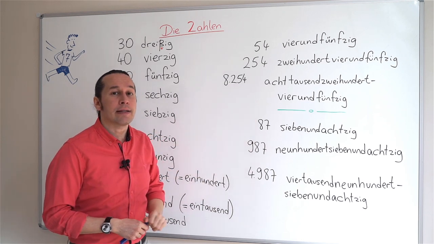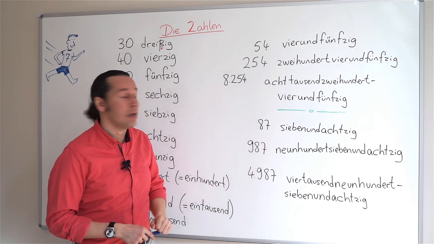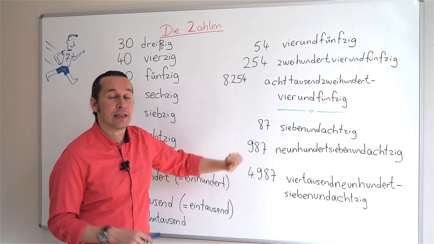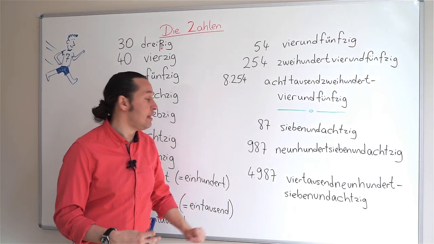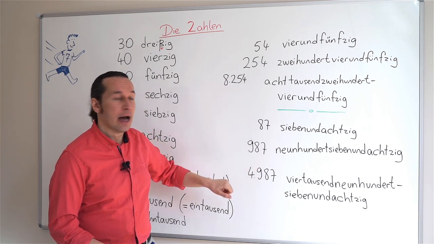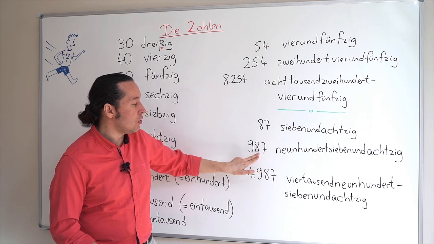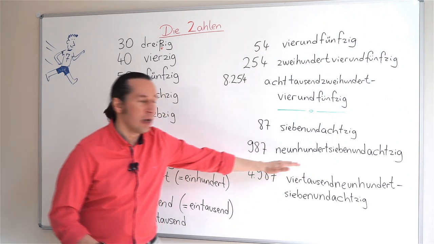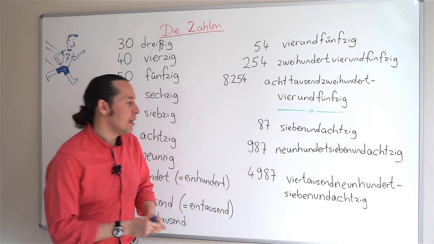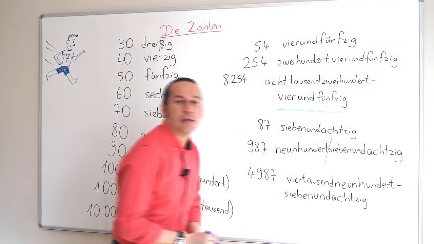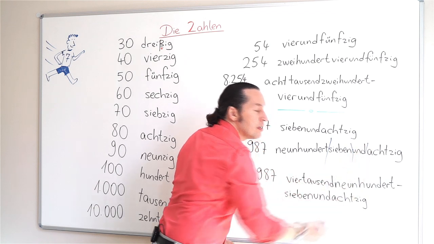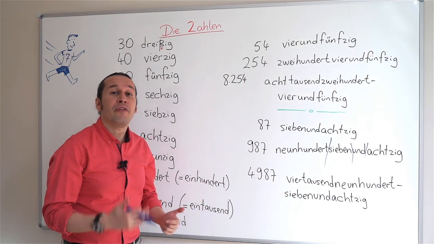Okay, let's look at another number, which is 87. What if I say 987? That would be 987. The written form seems to be a little bit confusing, but it isn't. You'll see 900, that's 987.